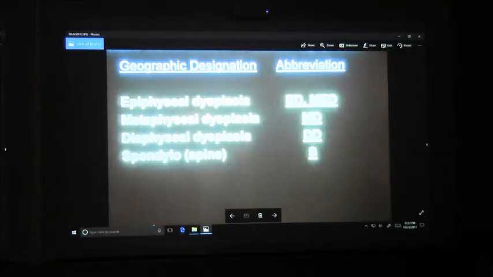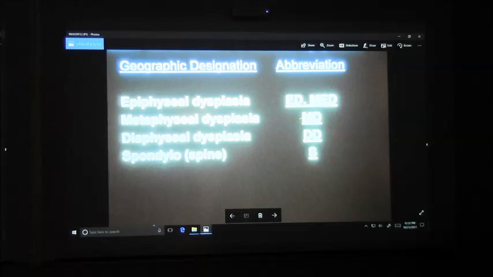Here's how we describe these conditions. Epiphyseal dysplasia, ED, or MED, which means multiple epiphyseal dysplasia. You usually don't have epiphyseal dysplasia of just one epiphysis. Almost all epiphyseal dysplasias are going to involve multiple epiphyses at the ends of the long bones.